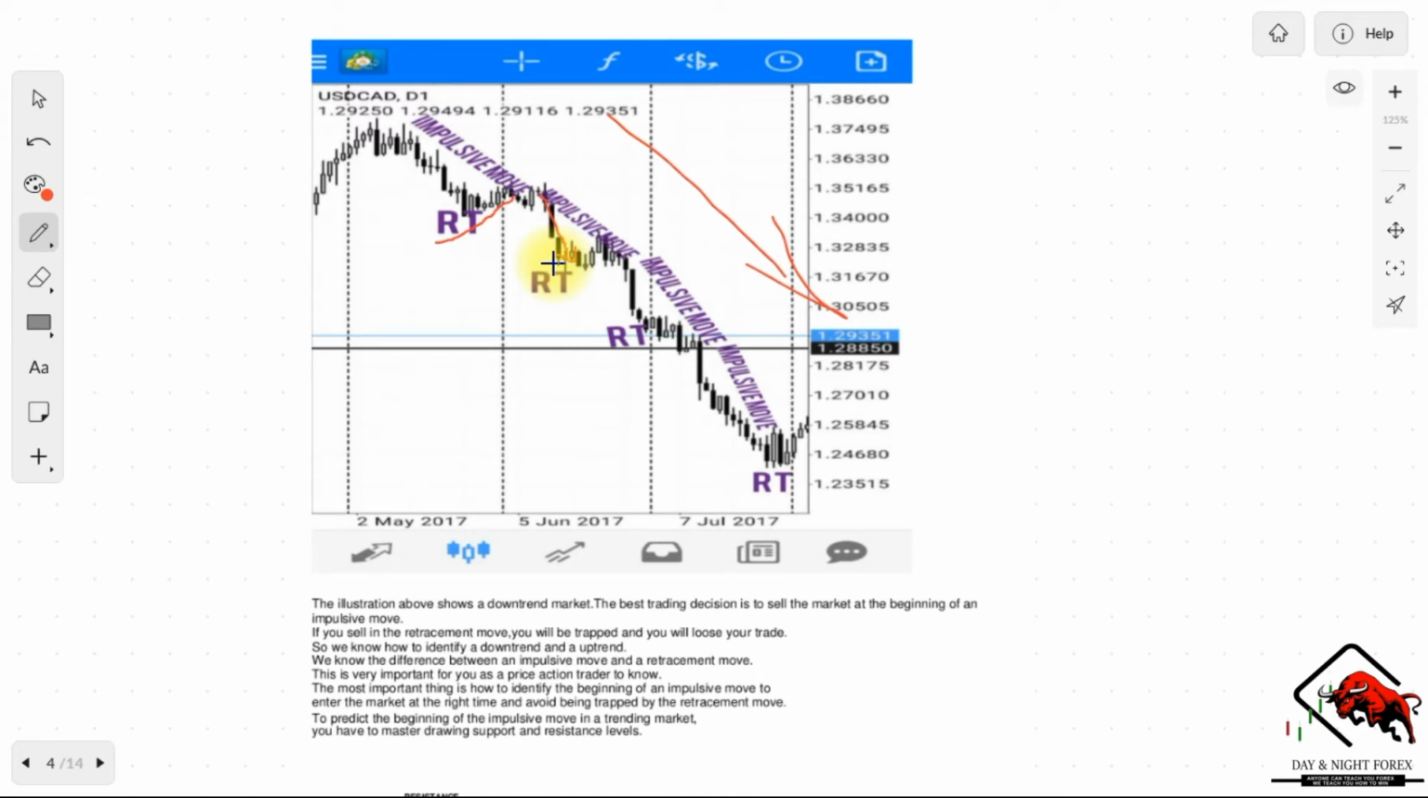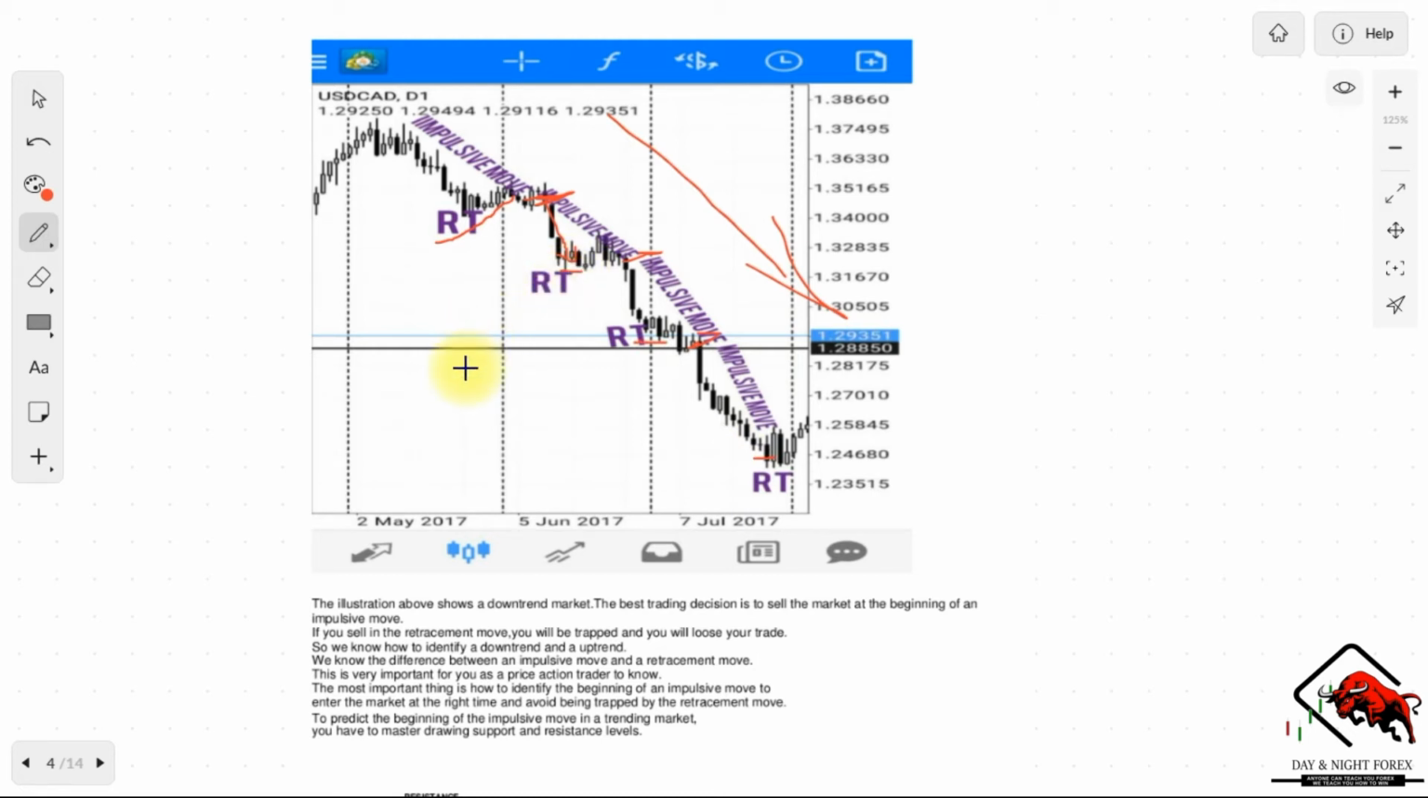So this illustration basically shows the downtrend, and the best trading decision is to sell the market at the beginning of the impulsive move. All these points here where the impulsive move starts is basically where you want to start selling, right? And then take profit right at the end of that impulsive move. You'll be taking your profit.